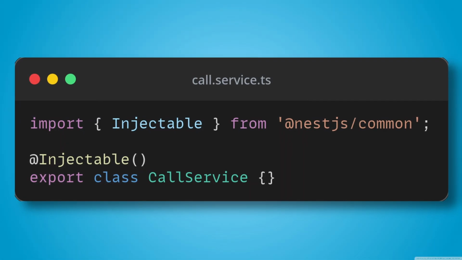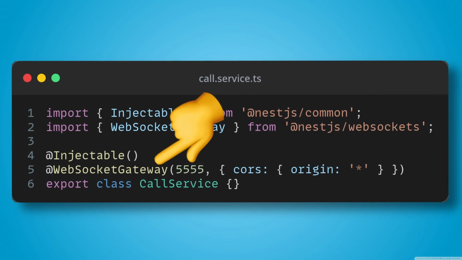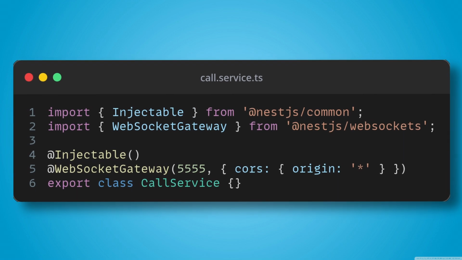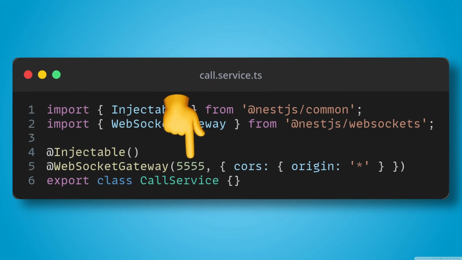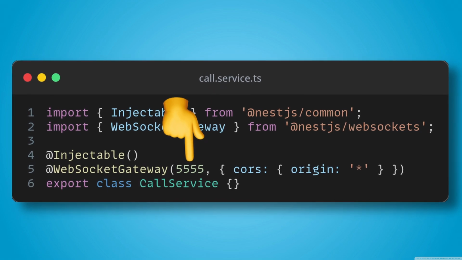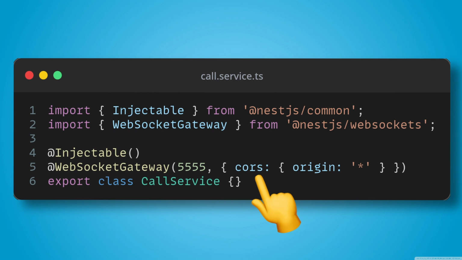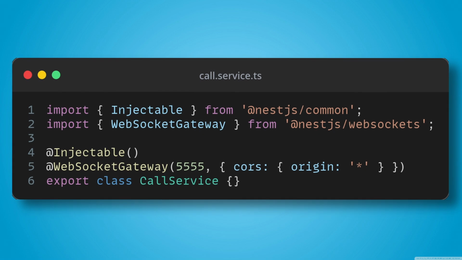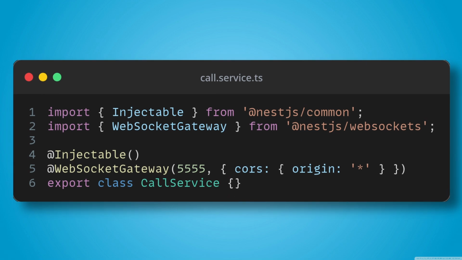Open your call service. It looks like this. Let's create a WebSocket server on this service. In order to do that, we need to add this WebSocketGateway decorator, and we need to supply this decorator with some parameters. The first one is required and it's the port. By default it's port 80, but I changed that to this custom port. The second parameter is just optional, of course, just to avoid any CORS problems with our frontend. And that's it. Congratulations, you have successfully created a WebSocket server that is ready to accept connections on this port.